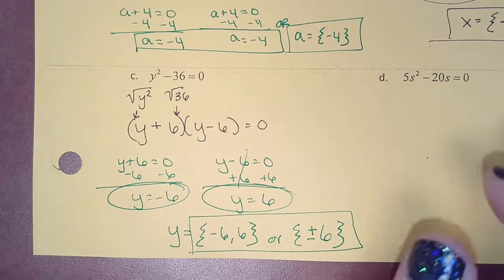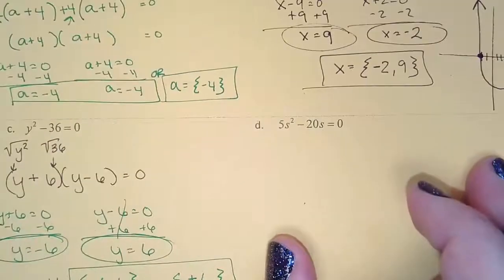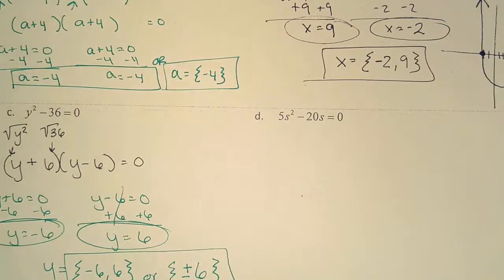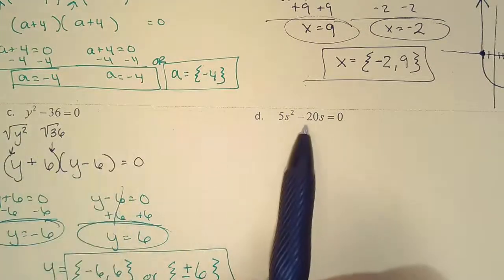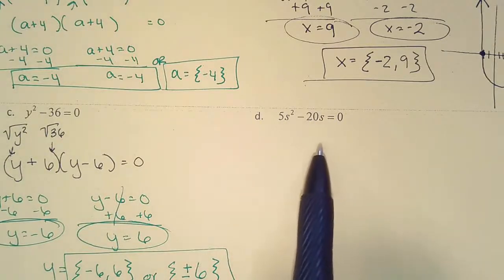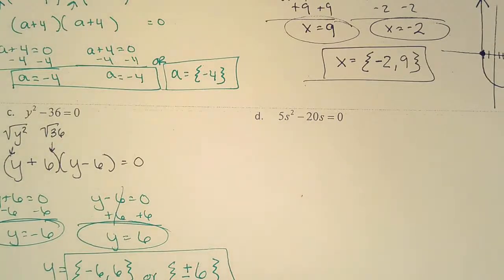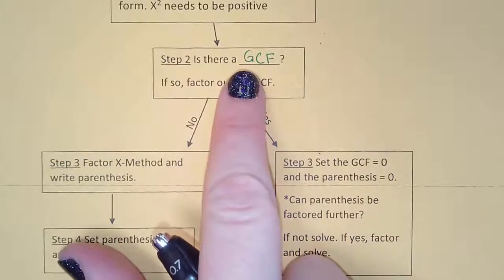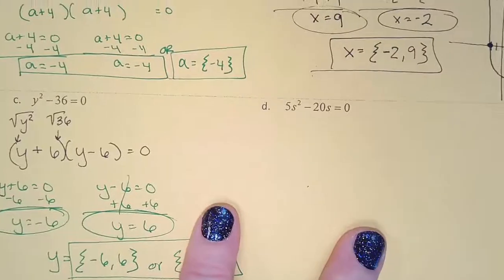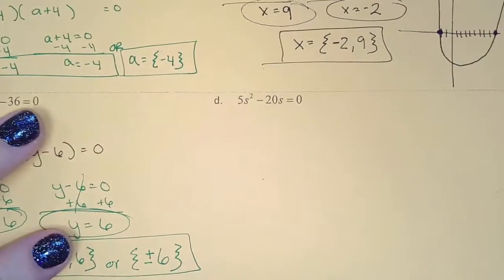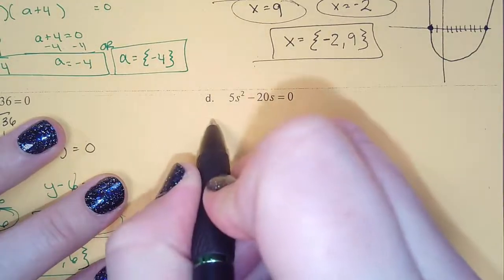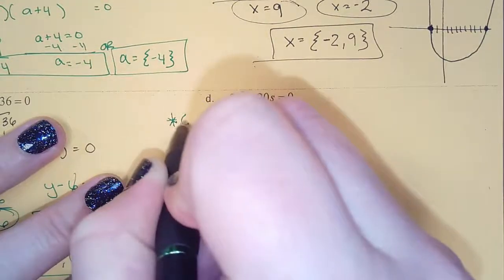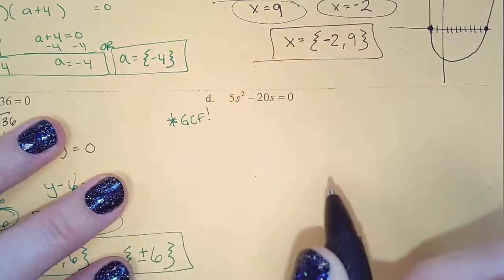Let's do another. All right, D. 5s squared minus 20s. So this time each of them has s's. Also, they're not perfect squares. 20 is not a perfect square, neither is 5. However, if I look at step 2, it says, is there a GCF? So can I factor something out? Well, let's see. 5 and 20, those are both divisible by 5. So I can take out a GCF.